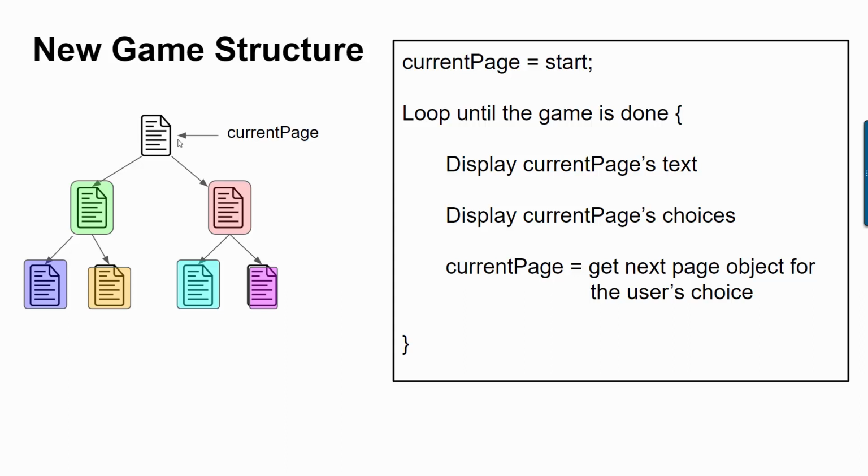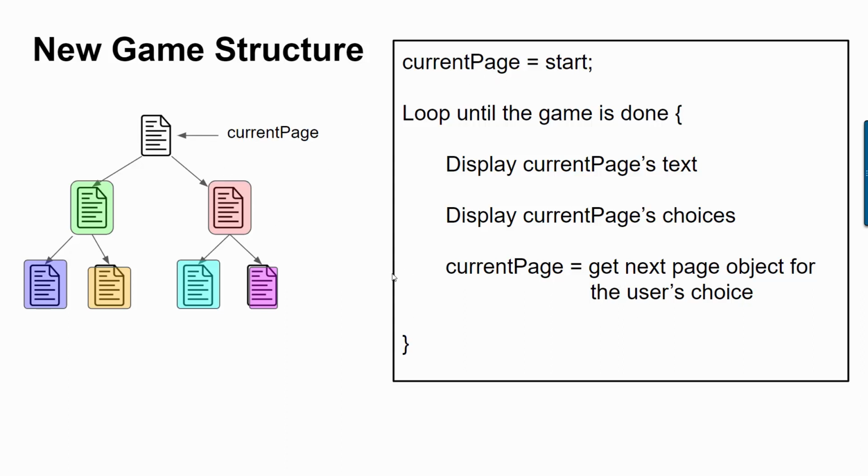Then we'll have the user choose their choice, and then we'll give that thing that the user typed to the page and ask the page, does what the user typed match any of your choices? And if the answer is yes, give us whatever page they're supposed to go to next. And so if we can get the page they're supposed to go to next, now we update the current page to be that next page.